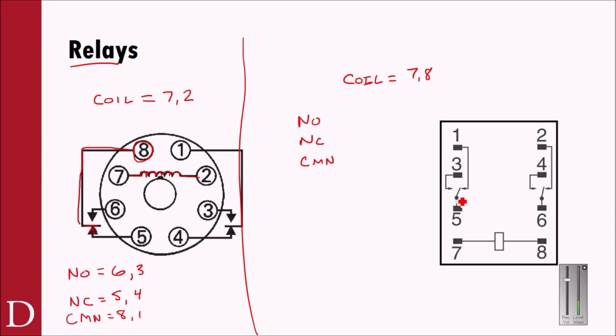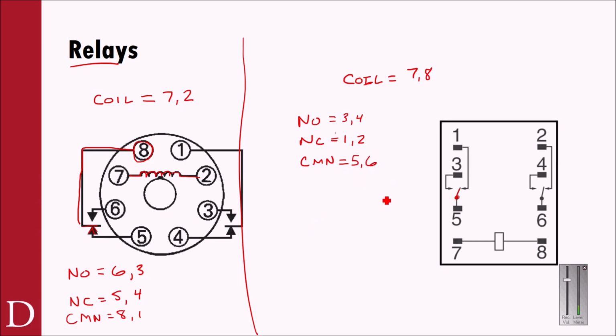The normally closed, you can see that 5 is the common, right? 5 actually can be switched between 3 and 1. You can see that little boom with the switch there. 5 always goes to there, but this switch goes back and forth between 3 and 1. So my normally opens are 3 and 4. My normally closed are 1 and 2. And my commons are 5 and 6.